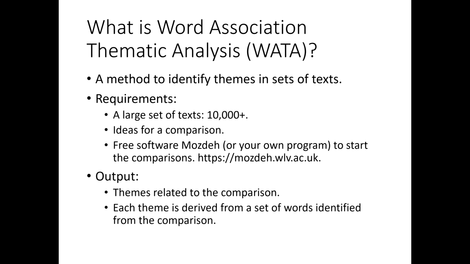The output of a word association thematic analysis is a set of themes related to the comparison, and each theme is derived from a set of words identified from the comparison. So the output is themes about the text that you've gathered.